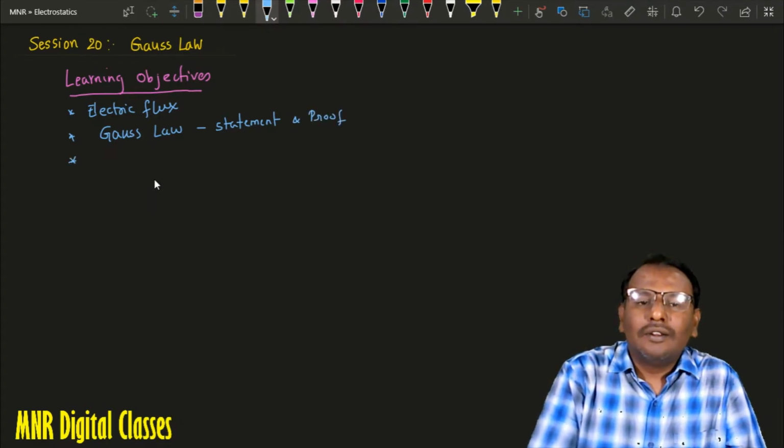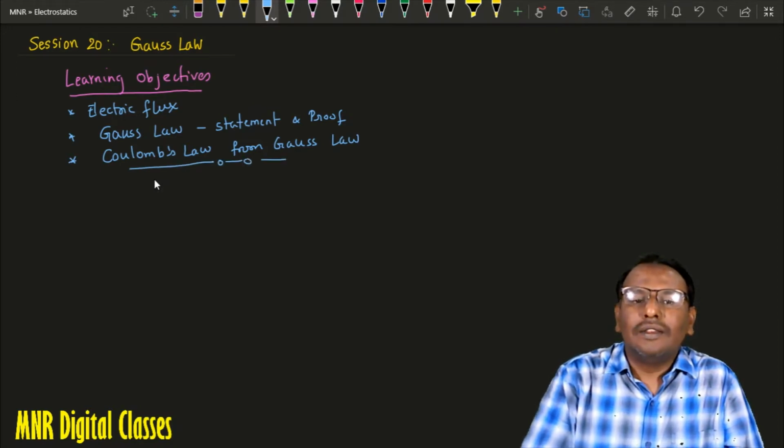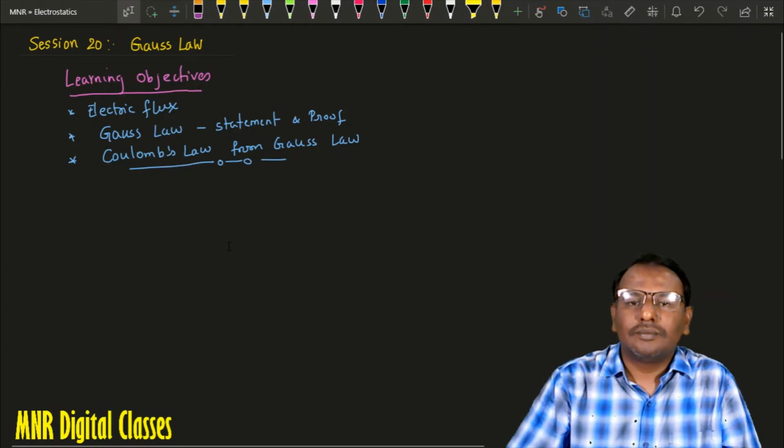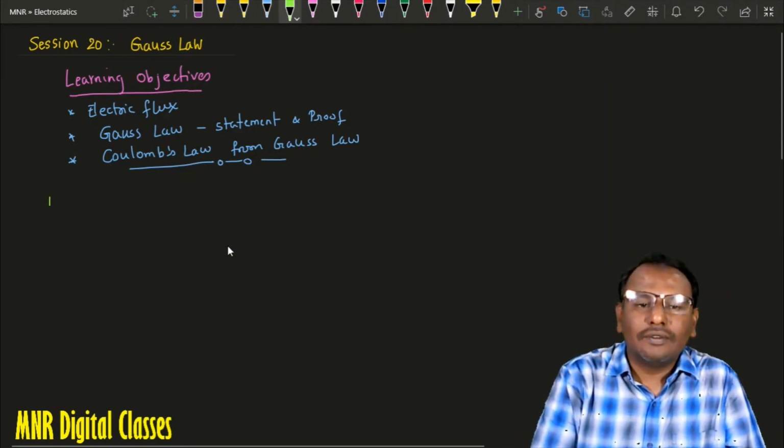And at the end of this session, we are going to derive Coulomb's law from Gauss law. These are the concepts which we learn in this session. The first concept, the concept of electric flux.